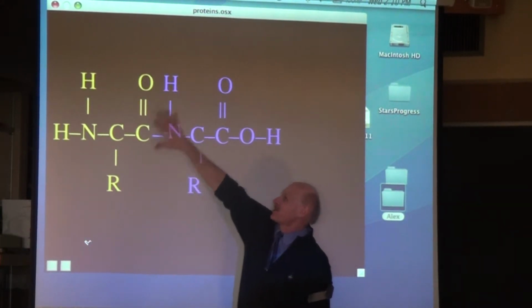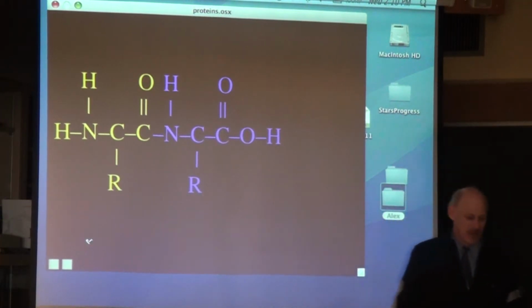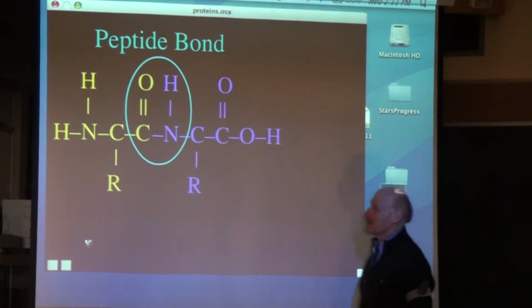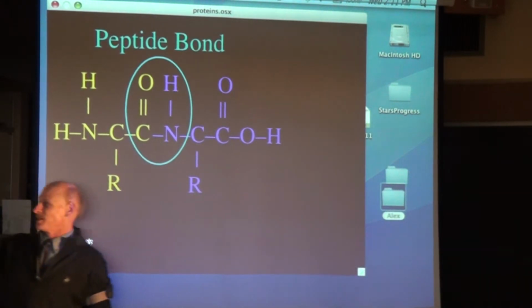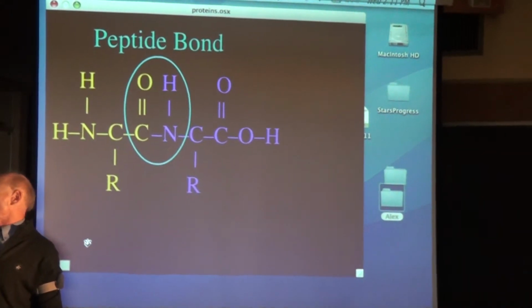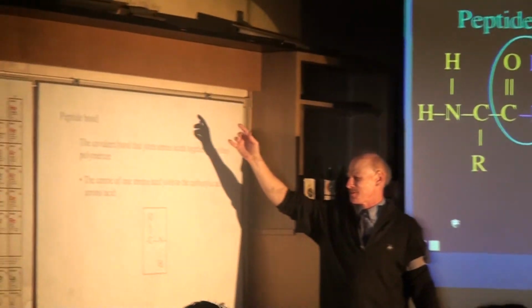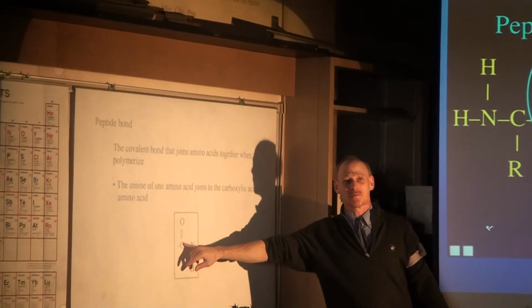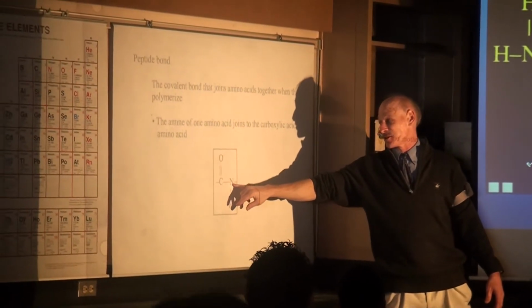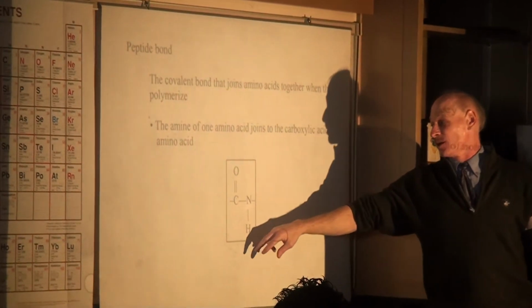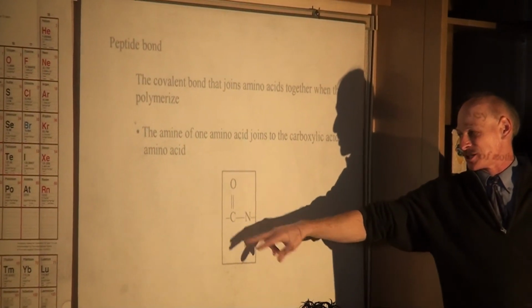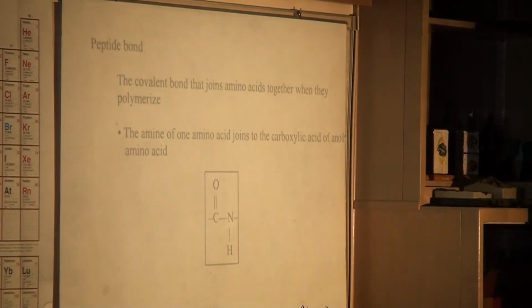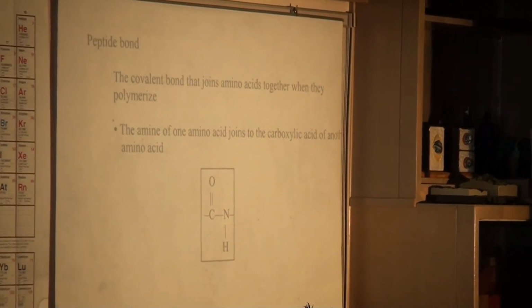And there's a special name for that linkage. It's called a peptide bond. I'm not exactly sure where they get the term from, but the peptide bond means the covalent bond that joins amino acids together when you're polymerizing them. And it not only actually includes the covalent bond between the carbon of the first amino acid and the nitrogen of the next amino acid, but it also includes the double bonded oxygen on that carbon and the hydrogen that was stuck onto the nitrogen. The whole kit and caboodle there is considered part of the peptide bond.